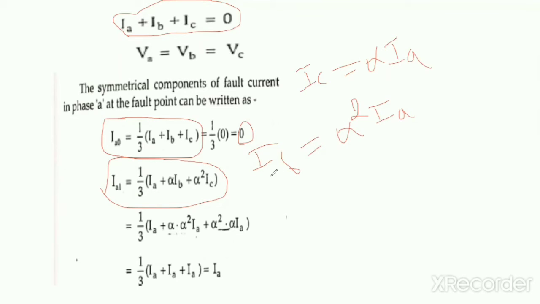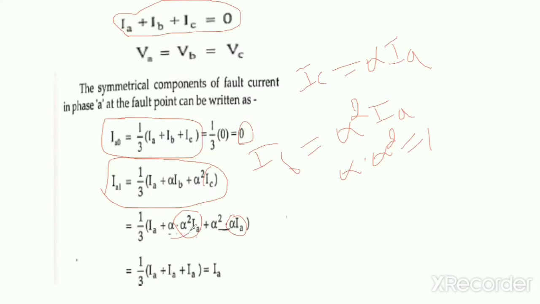We are substituting IB. What is the IB? Alpha into IB, where IB is alpha square into IA. Next, what is the IC? Alpha square into IC, where IC is equal to alpha into IA. Therefore, alpha into alpha square is equal to 1. The value for alpha into alpha square will be equal to 1.